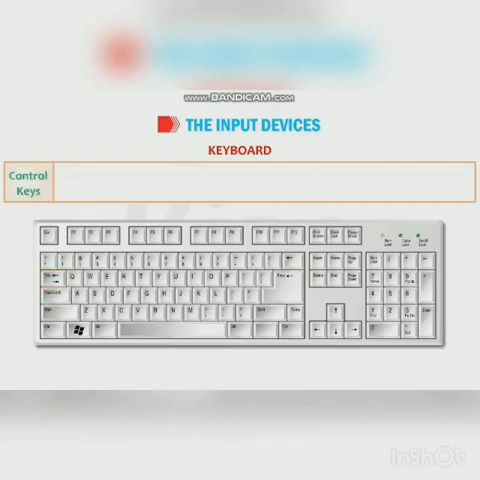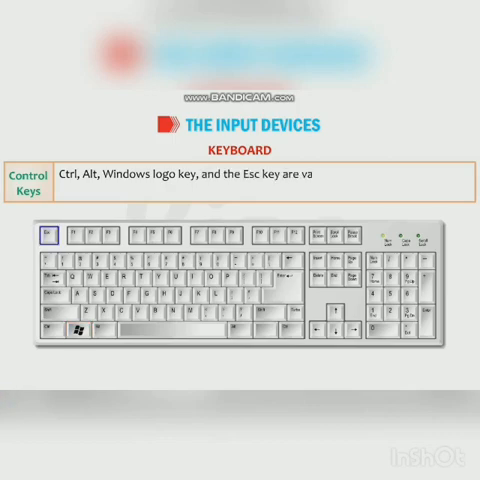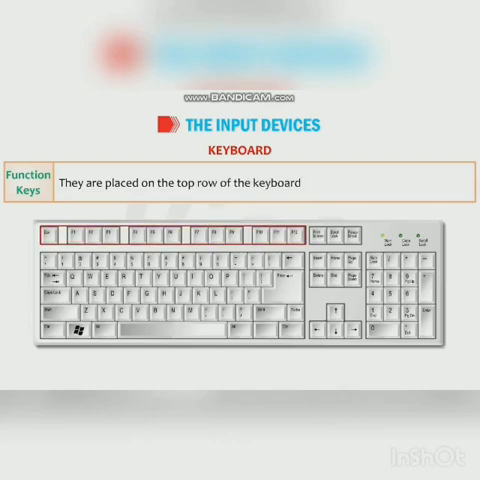Control keys. These keys are either used alone or in combination with other keys to perform an action. Control, Alt, Windows logo key and the escape key are various examples of control keys. Function keys. They are used to perform specific tasks. They are placed on the top row of the keyboard and are labeled as F1 till F12. These keys have different functions in different programs.